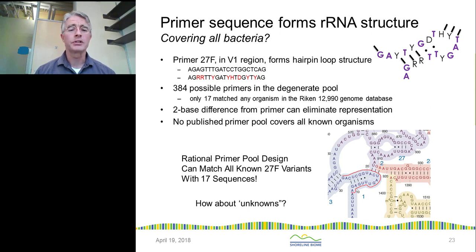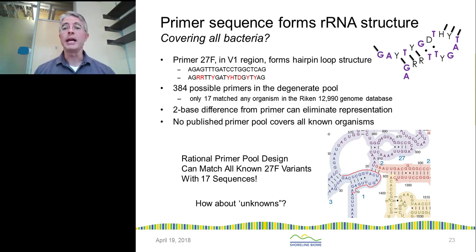The canonical sequence for the 27 forward primer is shown. Right below it, in little red letters, is shown the same sequence with the degenerate bases thrown in there. And if you were to take all the potential degenerate primers that you can make with those base substitutions, you'd get 384 different primers. If you're designing a PCR, this is a pretty inefficient thing. You don't want to have 384 primers in there.